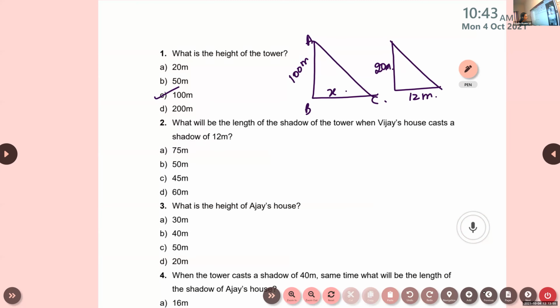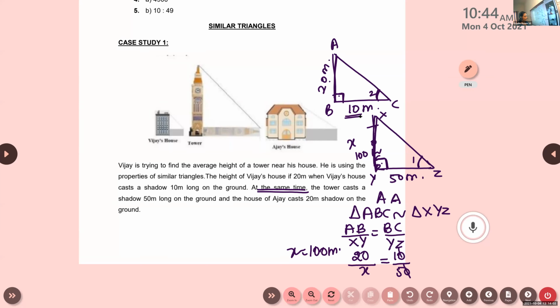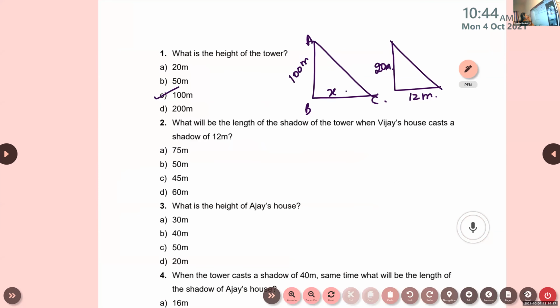Look at the first case. Initially, what is given? Vijay's house is 20 meter and it casts a shadow 10 meter long. As time changes, the length of the shadow also changes. So at that time, the shadow is of length 10 meter. Now we have to find it once again. Look at the second question here. What will be the length of the shadow of the tower when Vijay's house casts a shadow of 12 meter?